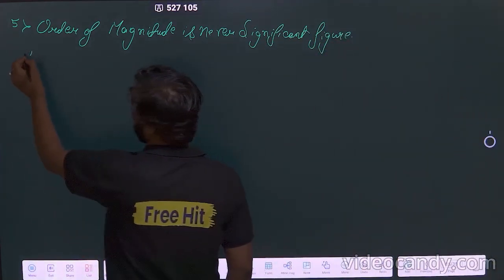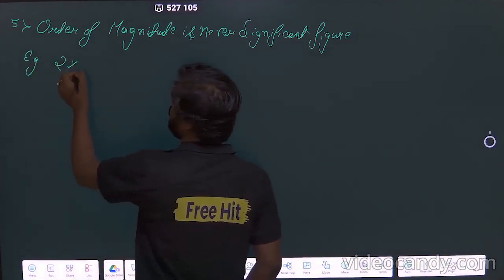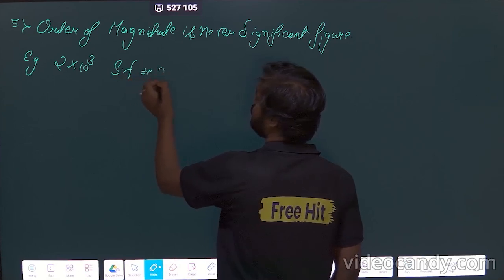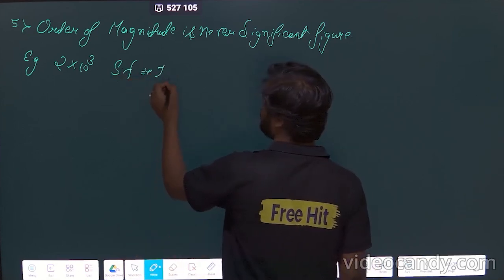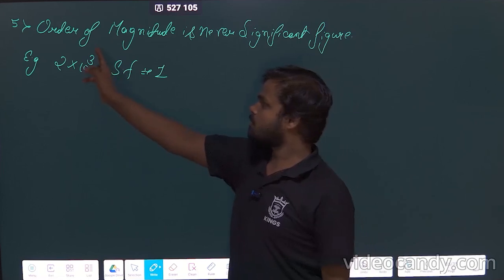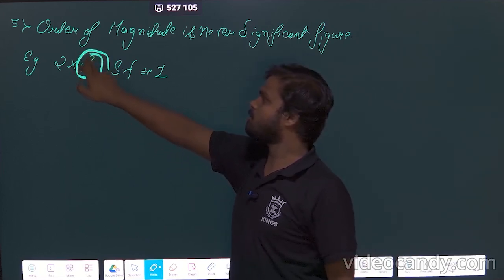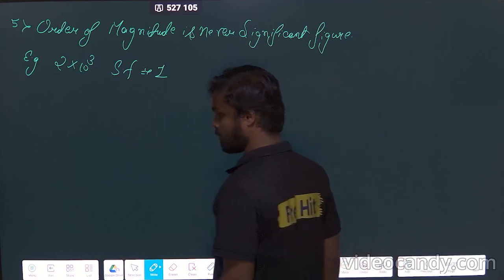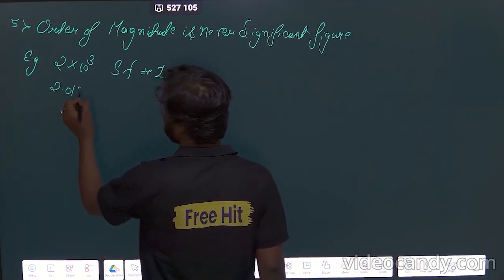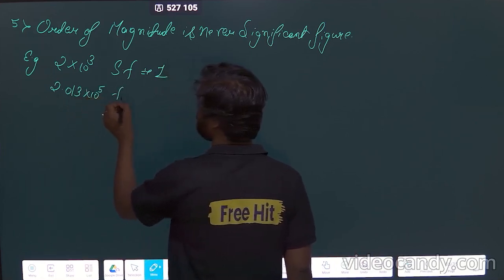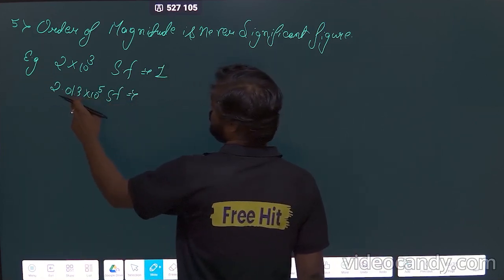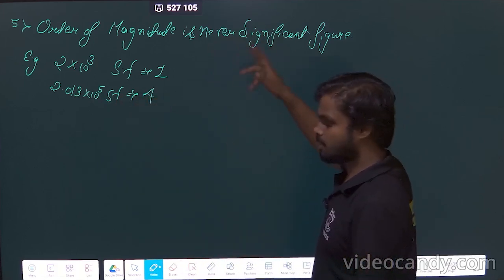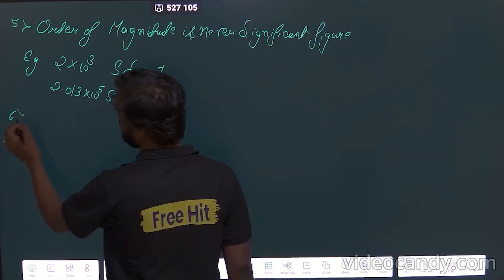For example, that is 2 times 10 to the power 3. You will tell only one significant figure, okay, because this 10 to the power 3 is not going to be a significant figure. So only one significant figure we have. Suppose we have 2.013 into 10 to the power 5, so how many significant figures will be there? 1, 2, 3, 4, so we have only 4 significant figures. That is the way you find the significant figures.